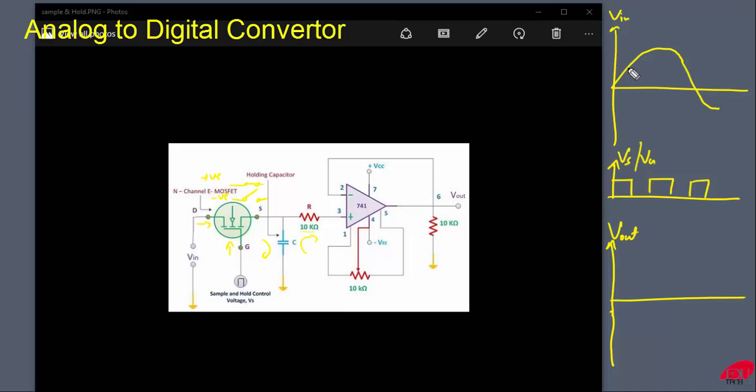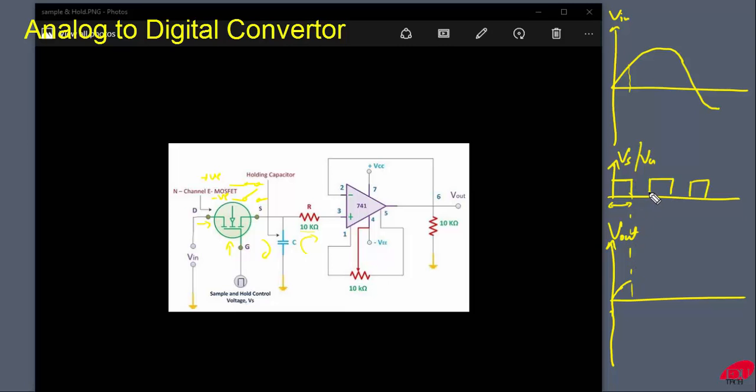So this is your analog signal and this is your control signal. So how will you obtain the output? For this much time period the gate voltage is provided, and for this much time period only the MOSFET acts as a closed switch. That means whenever the MOSFET acts as a closed switch, it allows this analog voltage to pass through it, only for the time while it is closed. And during that time this holding capacitor gets charged.